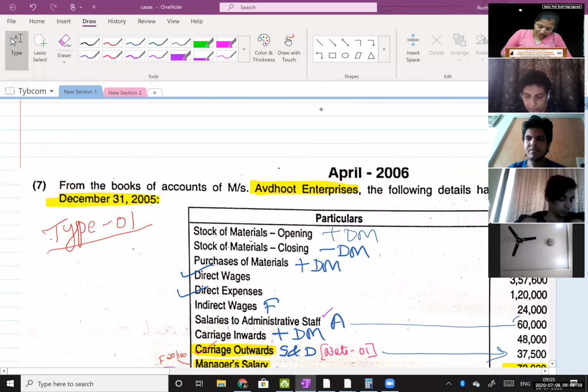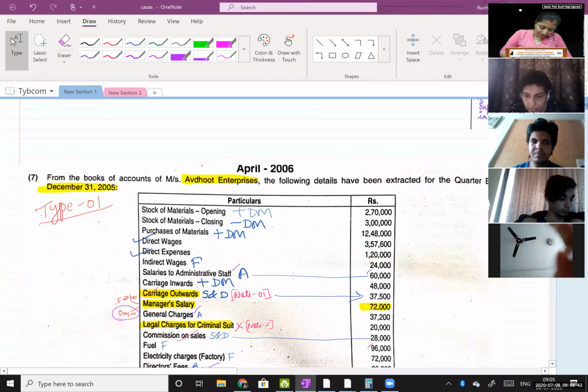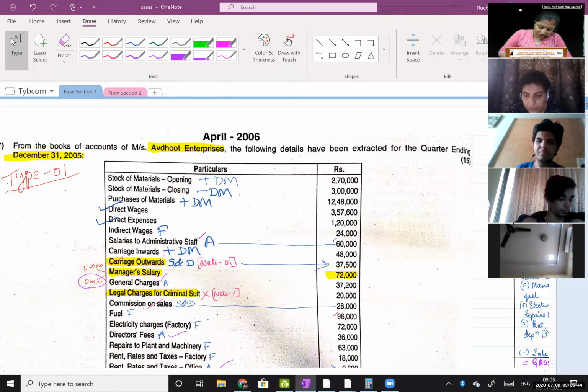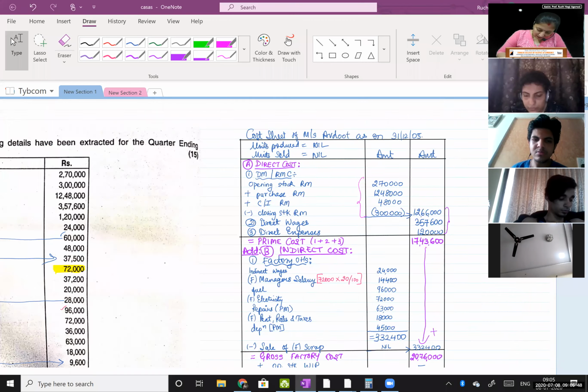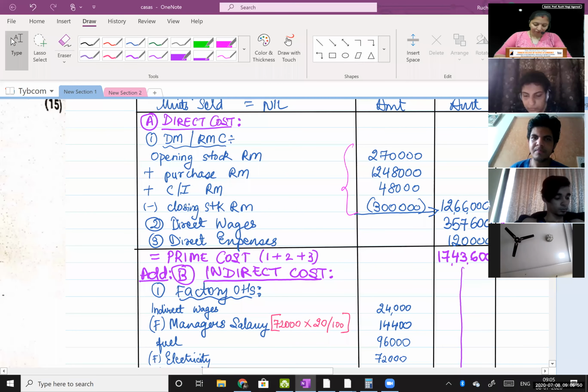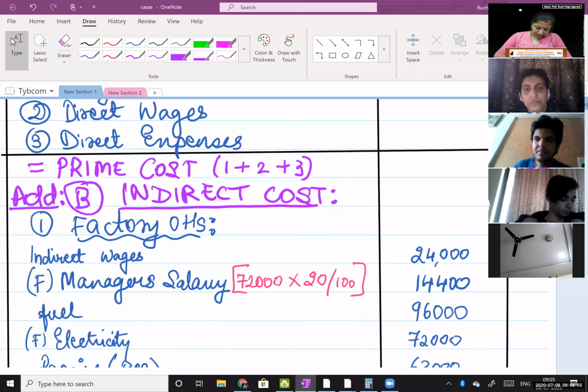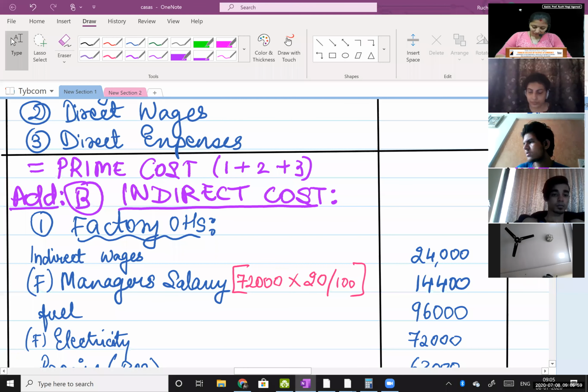So this was the sum we were discussing last lecture. Discussing means we had already started with the solution, and I guess we had solved it till factory manager's salary. Till here we had done it. It had an adjustment that it should be divided between factory and office in the ratio of 20 is to 80.